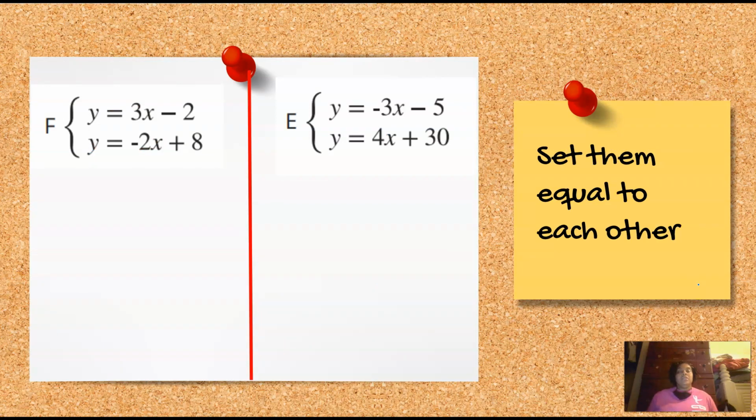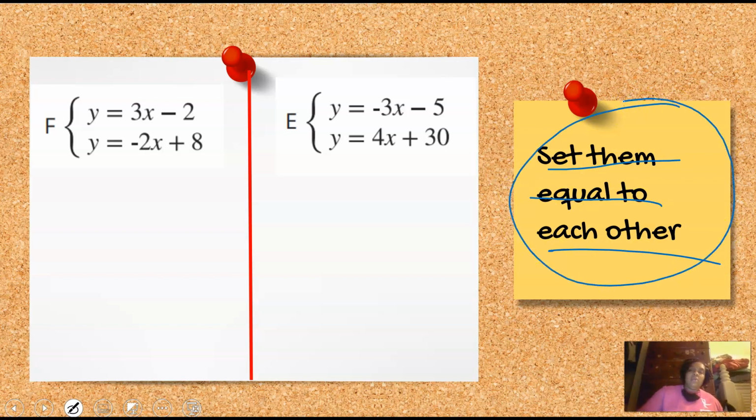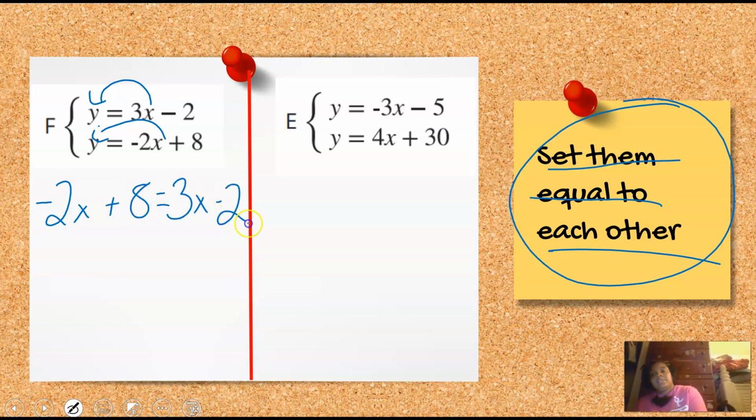Next, we're going to solve this still by substitution, but this time we're going to set them equal to each other. Remember, when it says y equals or x equals, we could just set them equal to each other, meaning we're going to replace the y's with the equation. So since y equals -2x plus 8 and the other y equals 3x minus 2, we could set them equal to each other. And don't forget, this is like our unit on balancing the equations. So we're going to inverse the variables.